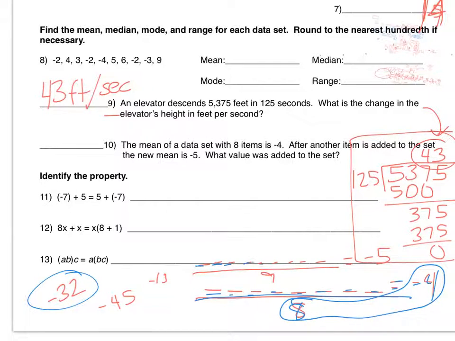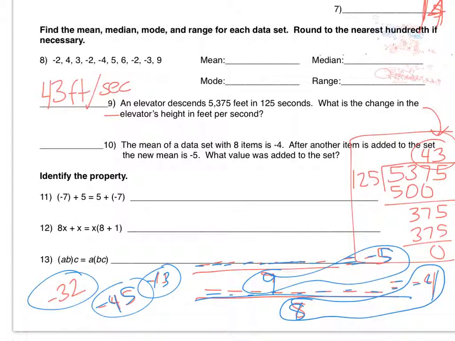Similarly, if we had 9 numbers and then divided by 9 and got a new mean of -5, those numbers had to add up to -45. So the difference between -45 and -32 is -13. So the value that was added to the set is -13.